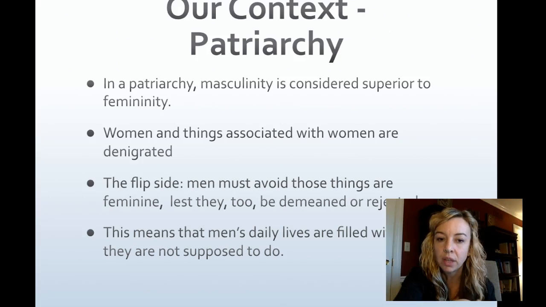And so when we talk about gender, we're going to talk about it within this context where certain things are valued more than others. And it tends to be that within patriarchy, the things that are masculine are seen as more valuable.